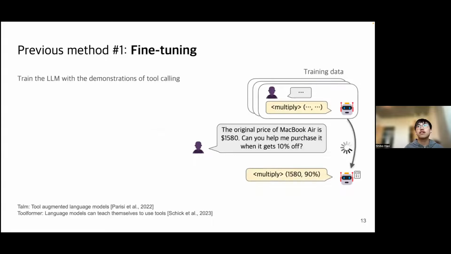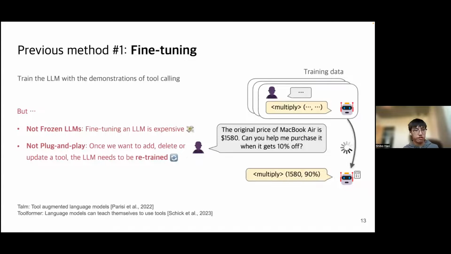So basically, the first problem is that it's expensive to fine-tune the language model, especially for Toolformer, in which they did pre-training scale training. They basically filtered a very large scale corpus to do the training.